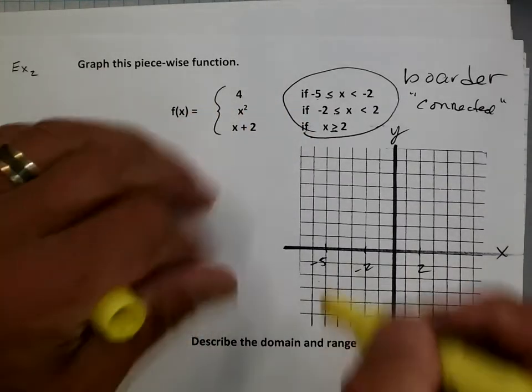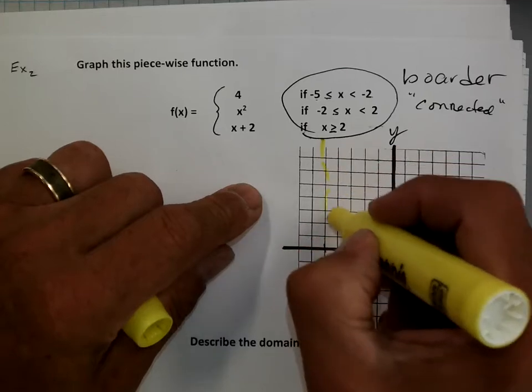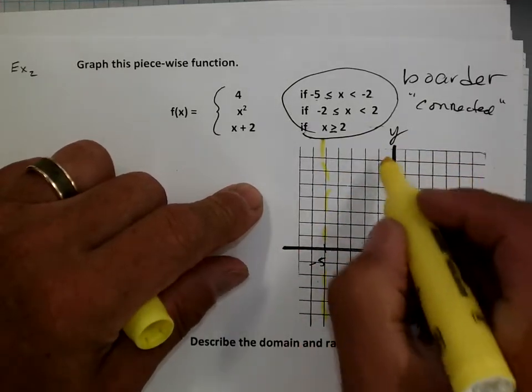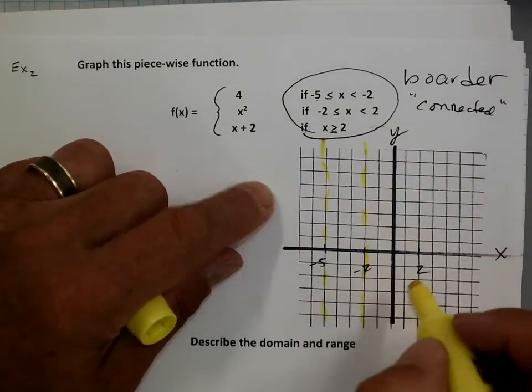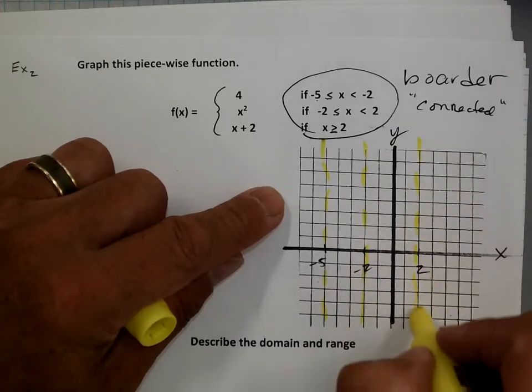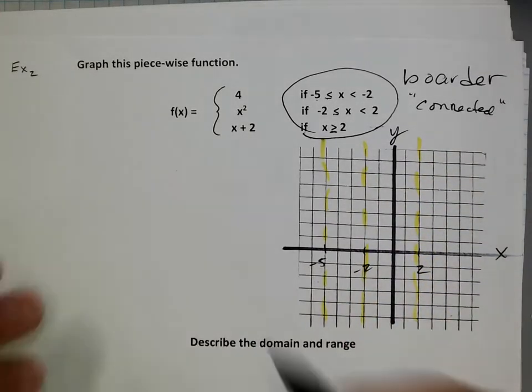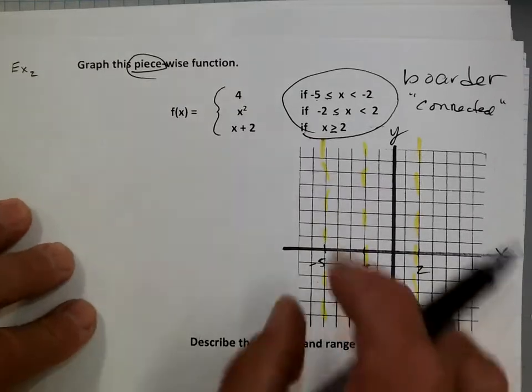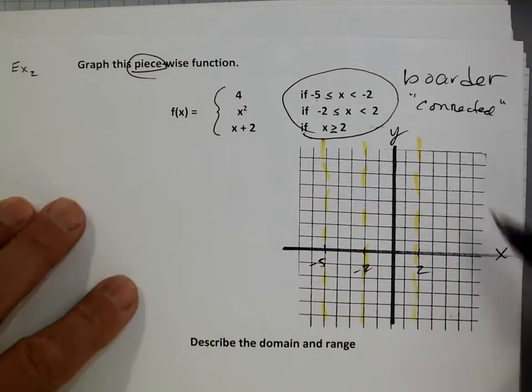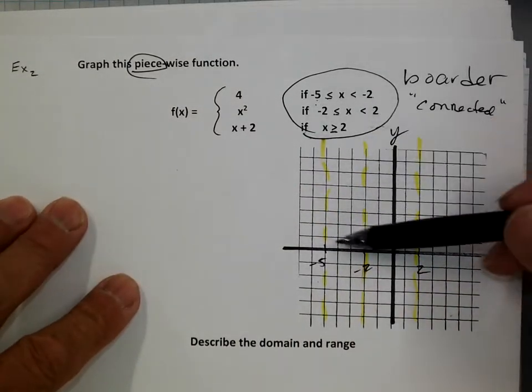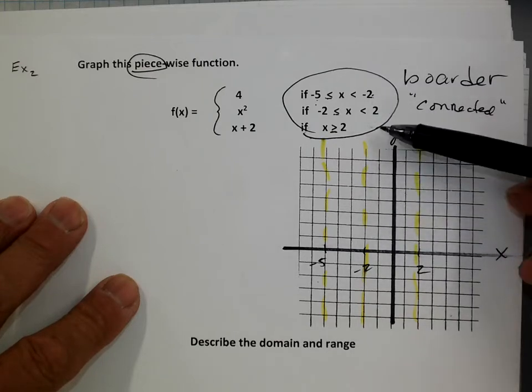These are my border lines because I'm going to have pieces. My pieces are going to fit within these boundaries or borders. It's called a piecewise graph. So I'm going to have pieces within these regions. So I put in my border lines at -5, -2, and 2.